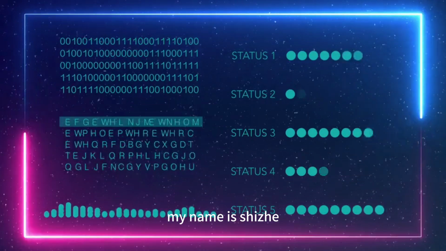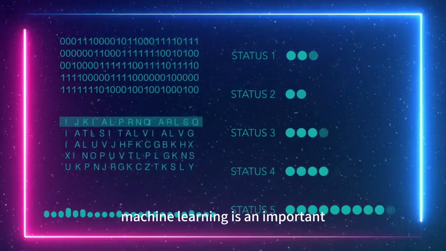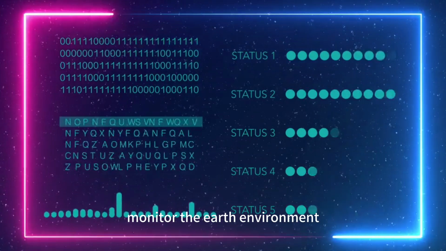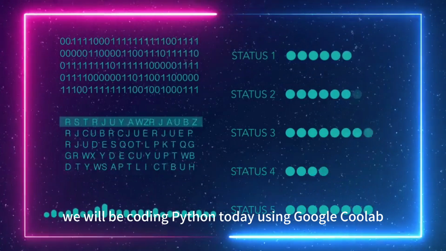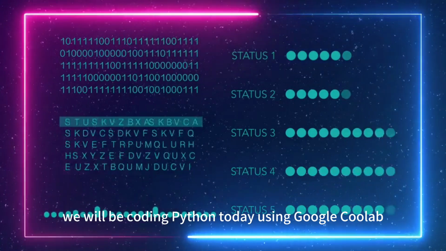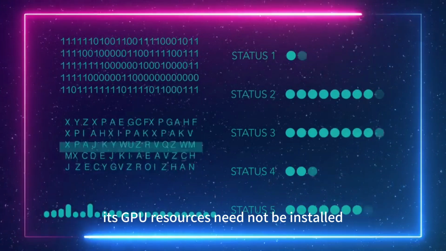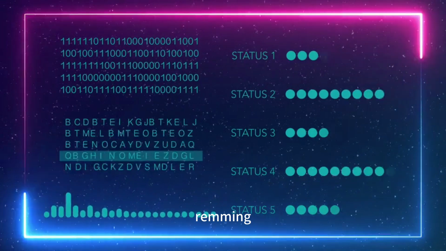My name is Shijhei. As we can know through a short study, machine learning is an important part of artificial intelligence. Artificial intelligence can help us better monitor the Earth environment and classify and process data. We will be coding Python today using Google Colab, a platform that is very available and free for us. Its GPU resources need not be installed, just click the connection in the top right corner to start running.